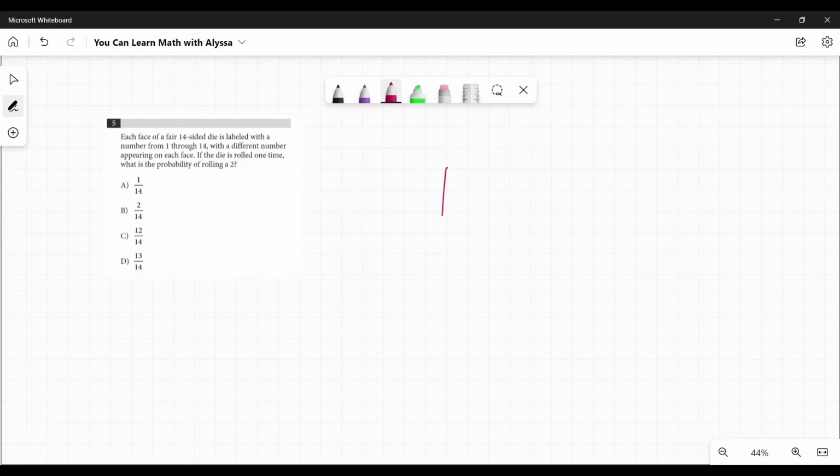How many possible options are there? Well, we're told there are 14 sides. So the odds of it are how many options are we looking for out of how many total options? The one option of rolling a 2 is what we're looking for out of a total of 14 total options. So 1 out of 14, or A, is our answer.